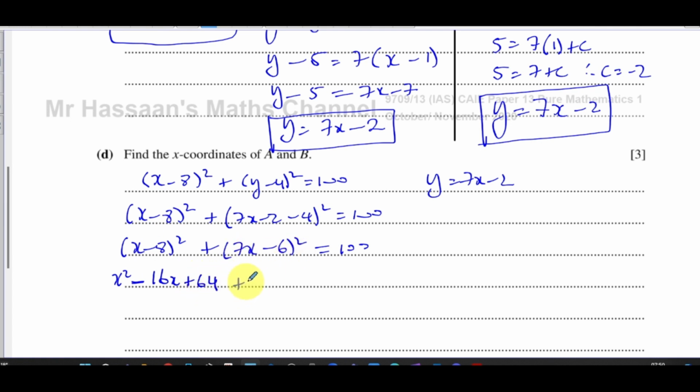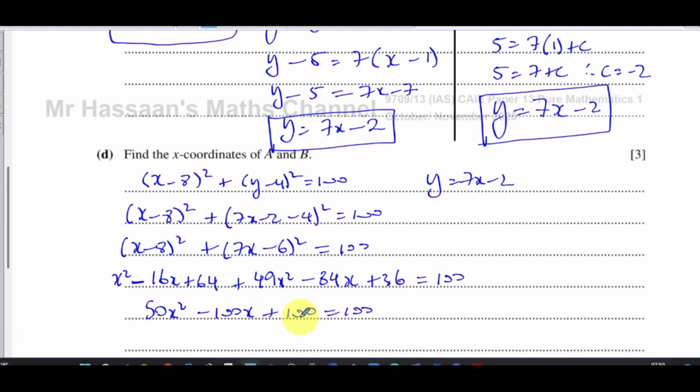Same thing here. I'm going to square the first term. That's going to give me 49x squared. Multiply them together. That's negative 42x, doubled is negative 84x. Square the last term. That gives me plus 36. And that's equal to 100. So now I have 50x squared minus 16x minus 84x. That's negative 100x. And you've got 64 plus 36, which is plus 100, equals 100.